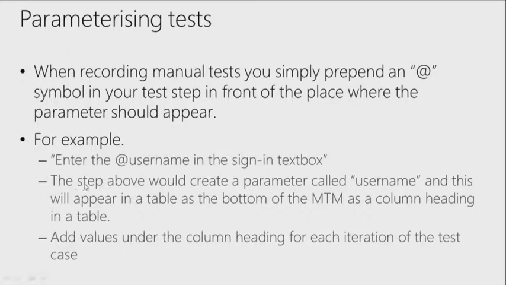What that's going to do for us, and I'll demonstrate this shortly, is create a parameter called username. That's going to appear at the bottom of the manual test case as a column heading. Each row of your sample data, or you can then just put in rows and rows of sample data underneath that as you need. And when it comes time to run the test, for each iteration that you go through, it's going to automatically show you the appropriate parameter for that particular test row. It's actually very, very good and very, very easy as well, I've got to say.